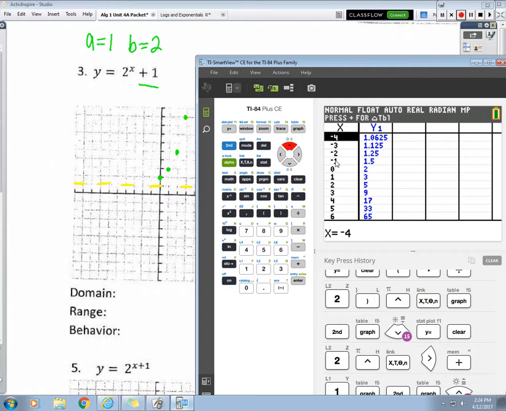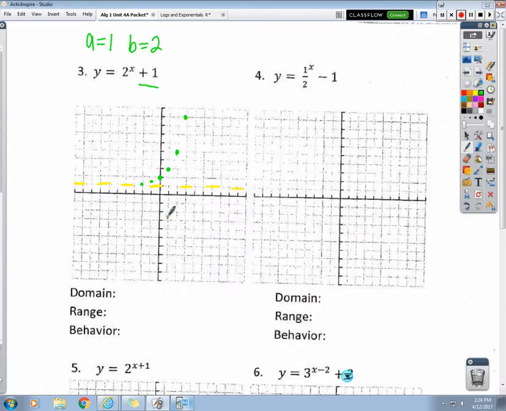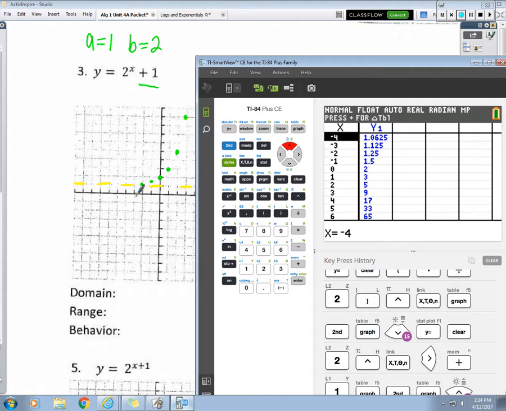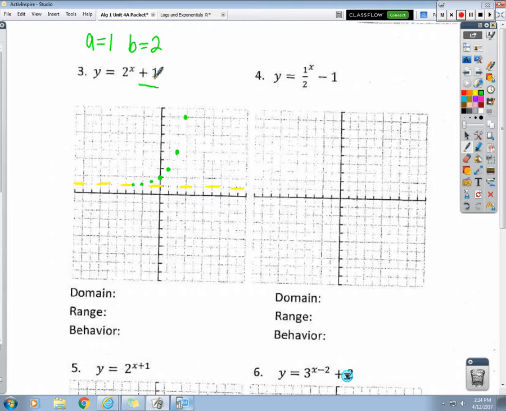And then negative 1, 1.5 will be left 1, up 1.5. Negative 2, up 1.25. Negative 3, up 1.125. So this time, as you continue going to the left, like negative 3, negative 4, negative 5, what are they all approaching? 1 this time. The asymptote's no longer at 0, it's at 1 because of this plus 1 shifting everything up. Okay, so your curve will be a growth. And why is it a growth? Because the b is greater than 1. Your b value is 2, which is why it's a growth. The reason the asymptote's at 1 is because of the plus 1.